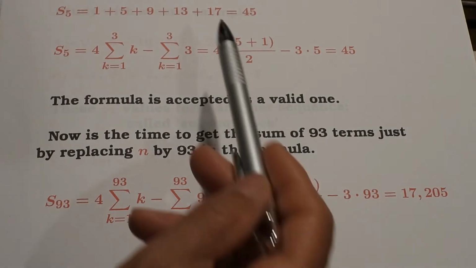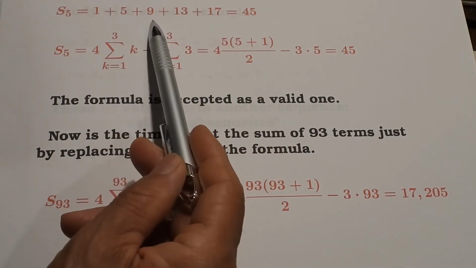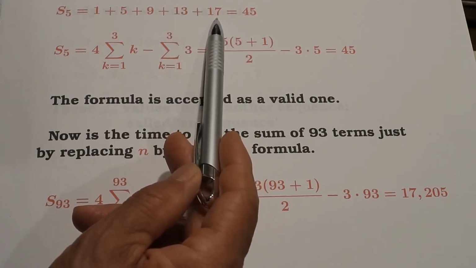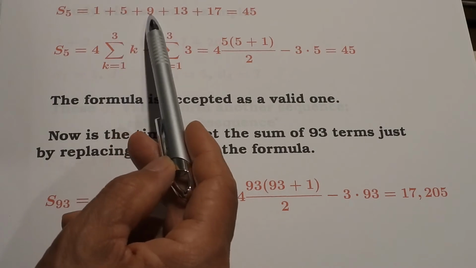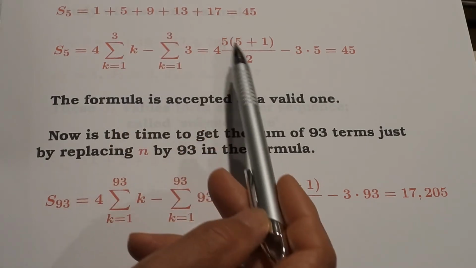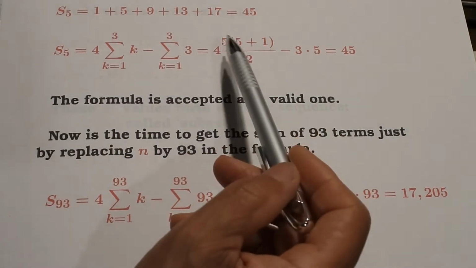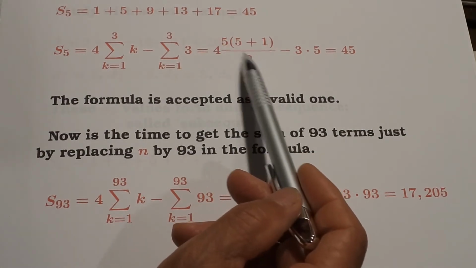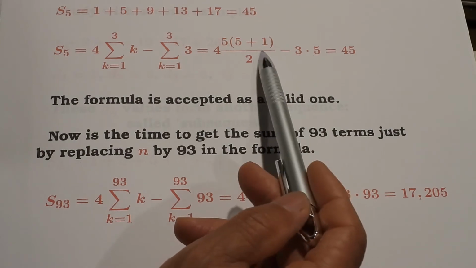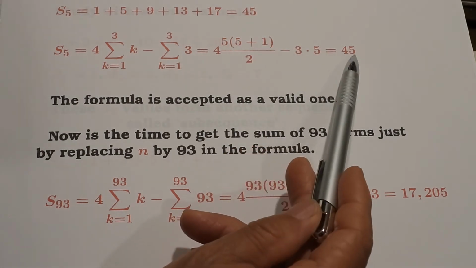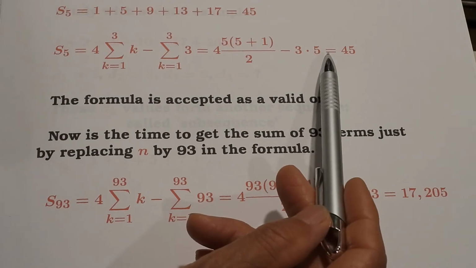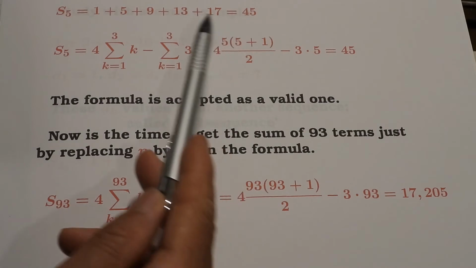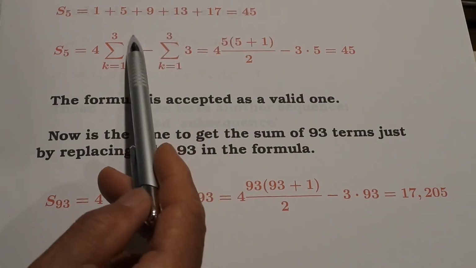Now you write down 5 terms, 1, 5, 9, 13, and 17. Make 45, obvious, right? 13 and 17 make 30. 1, 5, 9 make 15. Must be 45. Now, with the formula, you replace the value of n by 5. 4 times 5 times 5 plus 1 divided by 2 minus 3 times 5. If you calculate, it will come out 45. Obvious. So we verify with 2 examples.